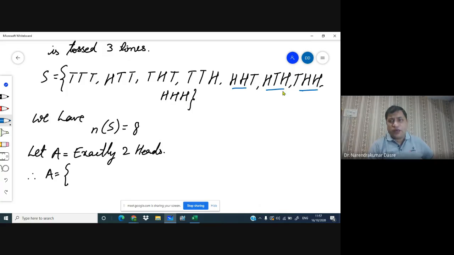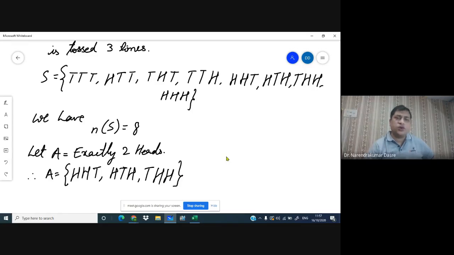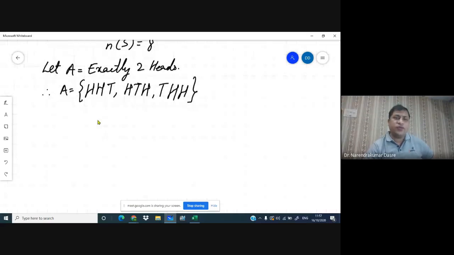So we have only these three observations with two heads. Okay, and hence we write these observations here. So we get here first two heads, then first head, second tail, and then head. Then we have first head, tail, and then we have two heads. Okay, so this is the event we have.